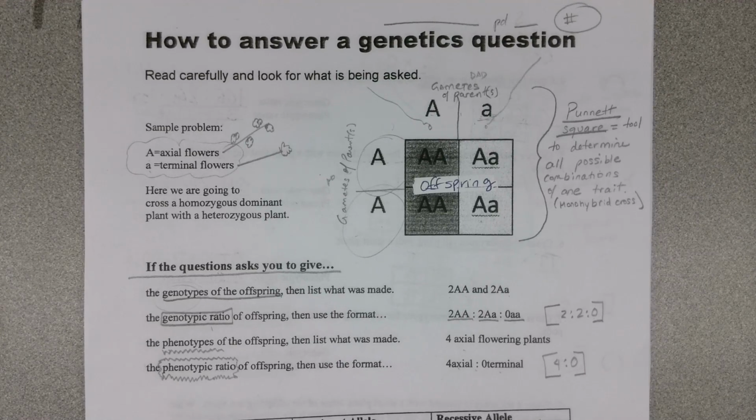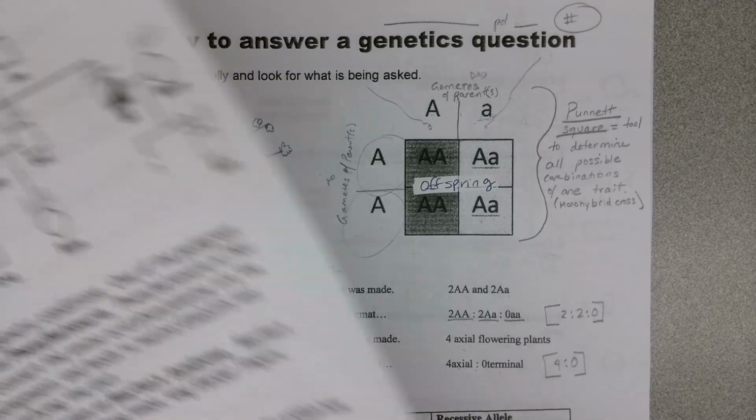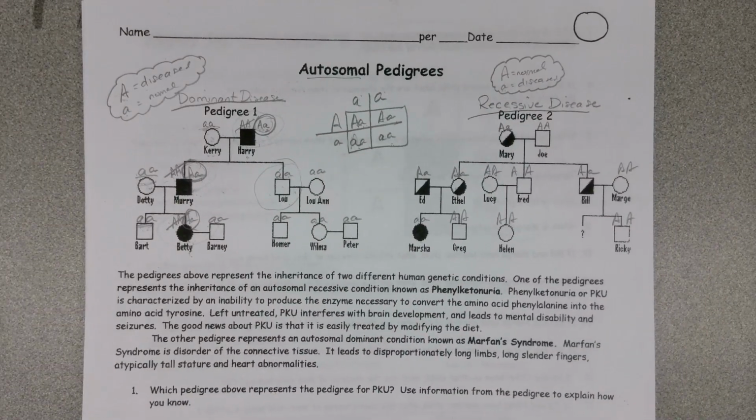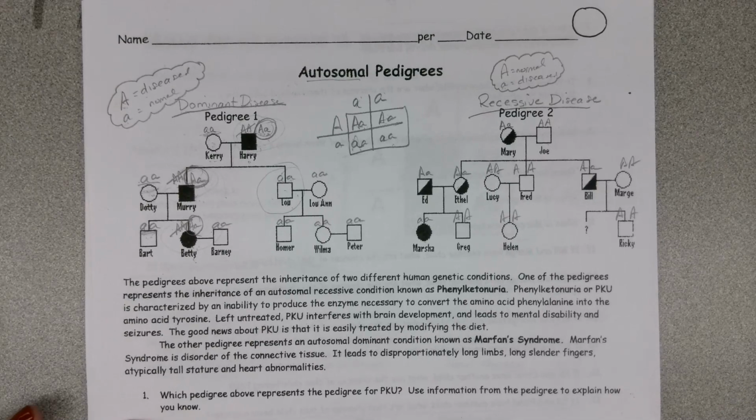Hi, I wanted to talk about this worksheet. We did some practice on our autosomal pedigree with Ed and Ethel and Mary and Joe. We had done this in class together last Thursday, I believe it was.